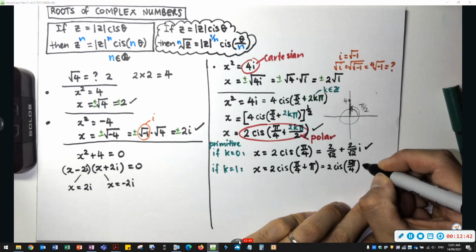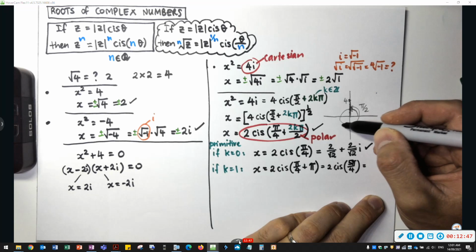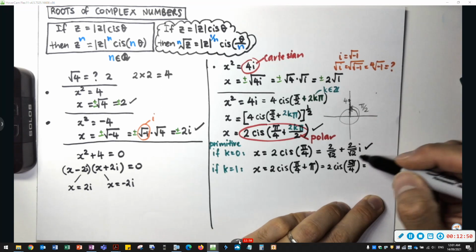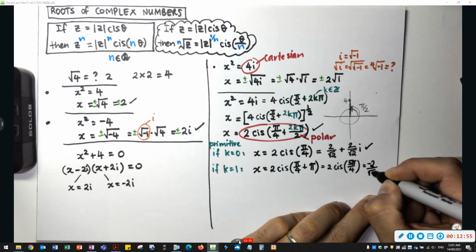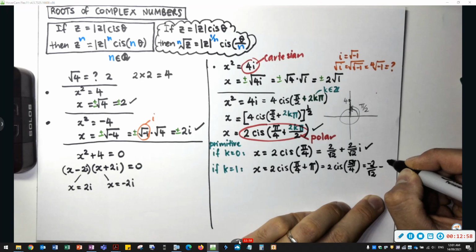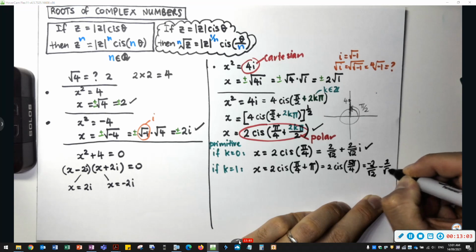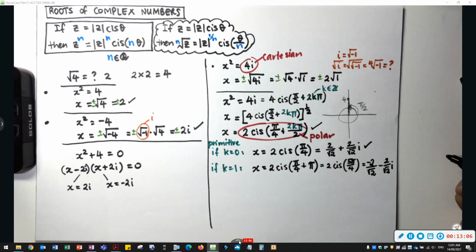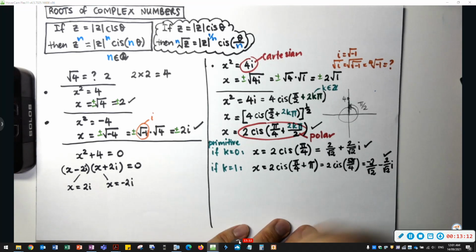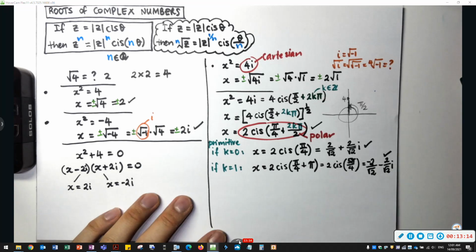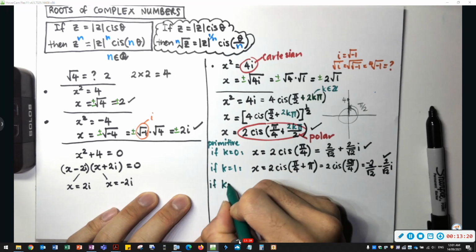5 pi on 4 is located in this third quadrant over here. Okay, so just do a little bit of working out. Hopefully you'll accept that this will be negative 2 on root 2 minus 2 on root 2 i. Okay, so now we've got two solutions. We'll do one more and I'll just show you that this next one, when k equals 2, is not necessary.